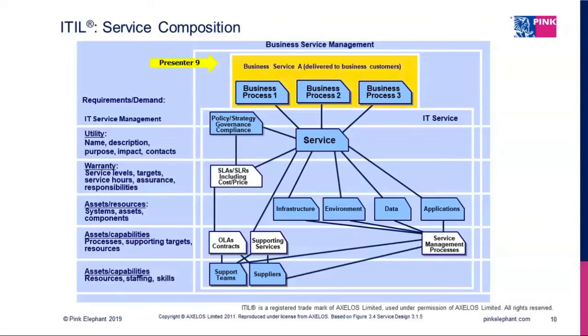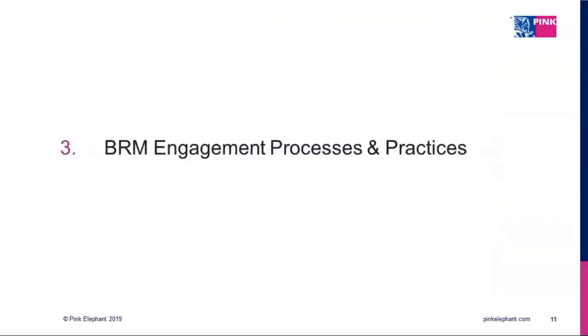So now that we've got our two basic structures, we've got a BRMI structure for the value chain, and we have a BRMI structure and an ITIL structure for how services support business processes and business outcomes. So now what do we do around these structures? This is the next and final part of the presentation. So we come up with our engagement processes and practices.